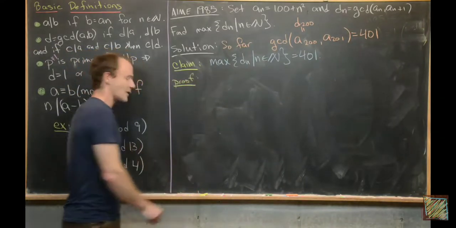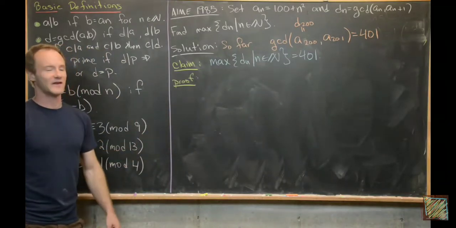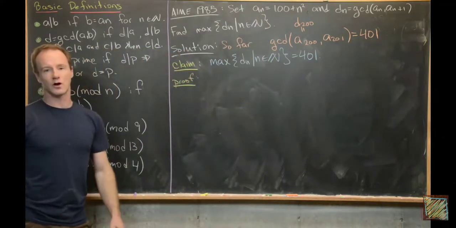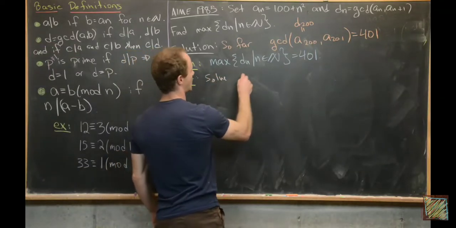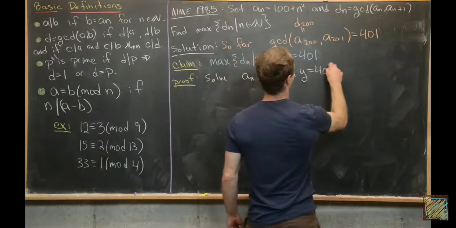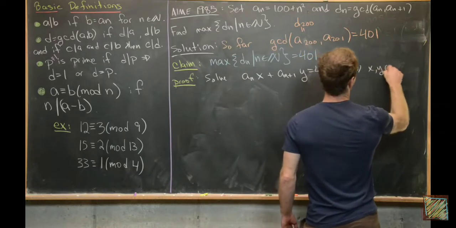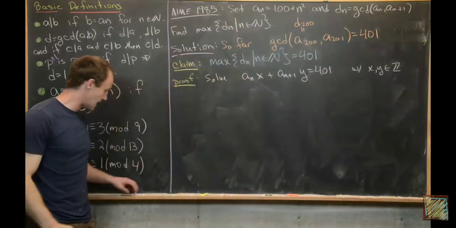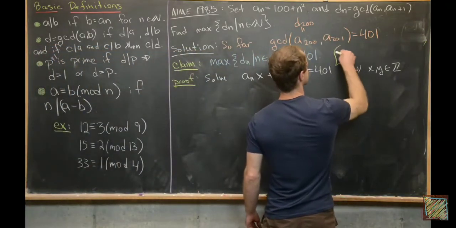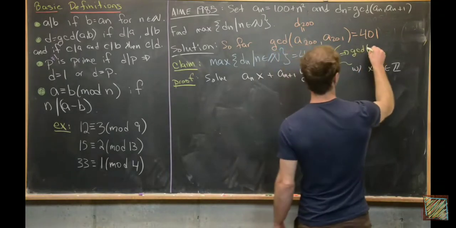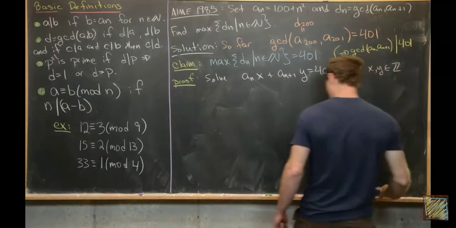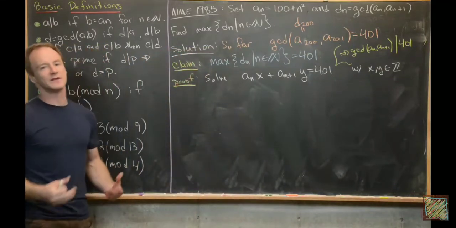And we'll prove that by showing that we have this linear Diophantine equation with two values of this sequence that add up to 401. In other words, we want to solve a sub n times x plus a sub n plus 1 times y equals 401 with x and y in the integers. And then by that result that's related to Bézout's identity, what that will tell us is that the GCD of a sub n and a sub n plus 1 is going to divide 401. But if a number divides 401, then it's going to be less than or equal to 401.